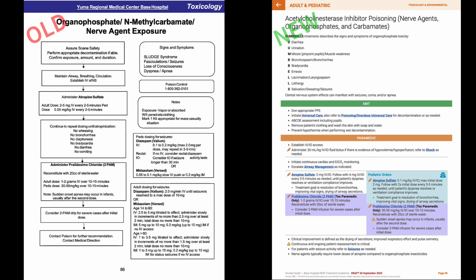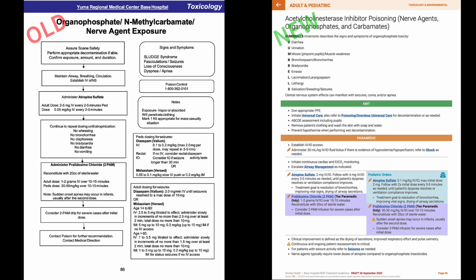This next page covers acetylcholinesterase inhibitor poisoning, which includes nerve agents, organophosphates, and carbamates. These exposures are rare, but they are high risk, and this guideline gives clear, updated instructions for what to do when you encounter them. You may remember this content from the older YRMC document titled Organophosphates Nerve Agent Exposure. The new version still includes all the essential information but improves clarity and streamlines care.